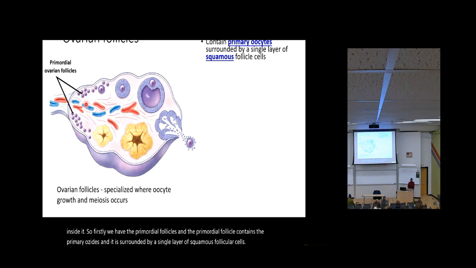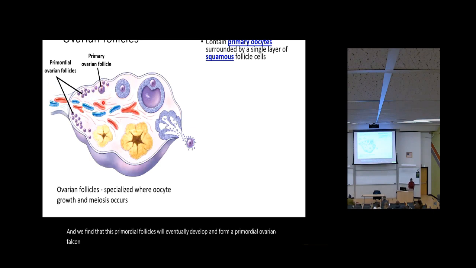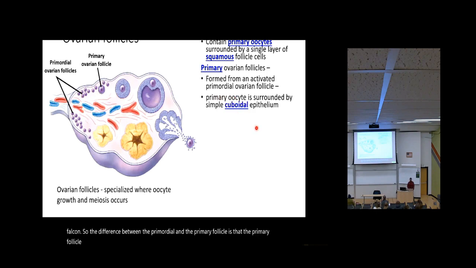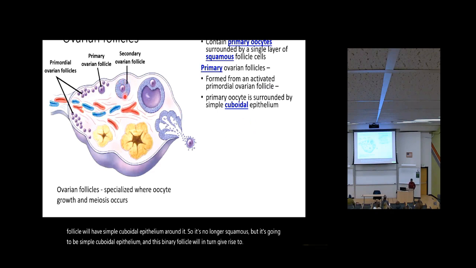And we find that these primordial follicles will eventually develop and form a primary ovarian follicle. The difference between the primordial and the primary follicle is that the primary follicle will have simple cuboidal epithelium around it. So it's no longer squamous, but it's going to be simple cuboidal epithelium. And this primary follicle will in turn give rise to a secondary follicle as shown here.